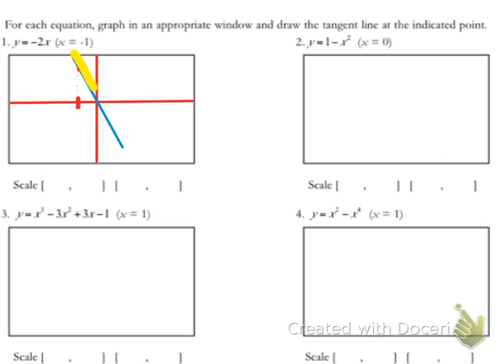So if I do a tangent line at x equals -1, like I've indicated there, it has the same slope as the line does throughout. So it should have a slope of -2.